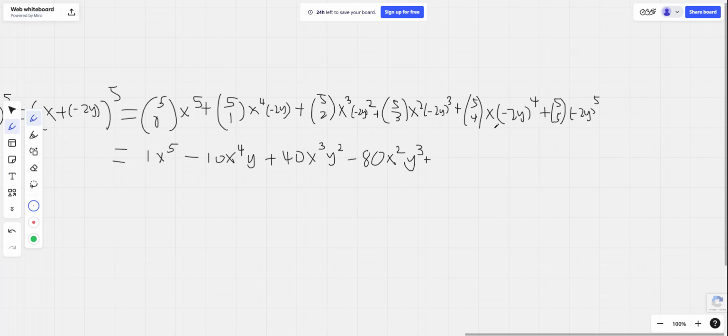And 5 choose 4 is 5. Negative 2 to the fourth is positive 16. So 5 times 16 is 80. 5 choose 5 is also, by definition, 1. So the only way to choose everything. And negative 2 to the fifth is negative 32.